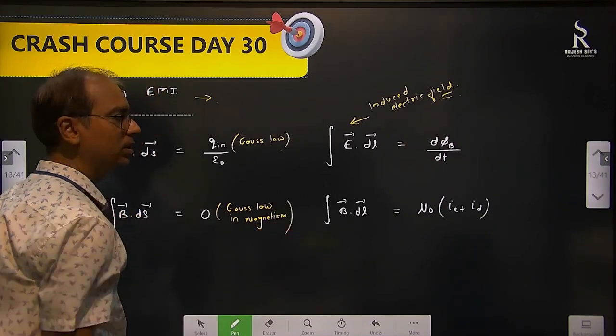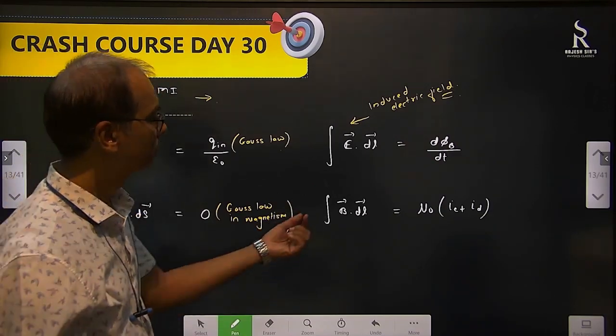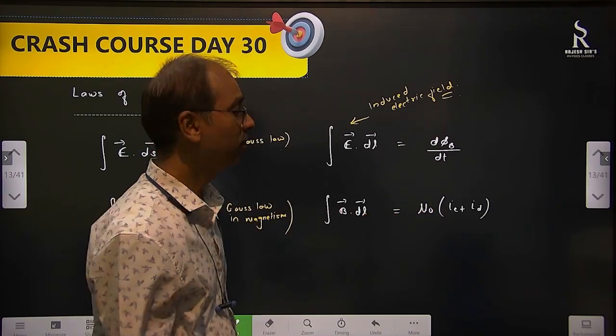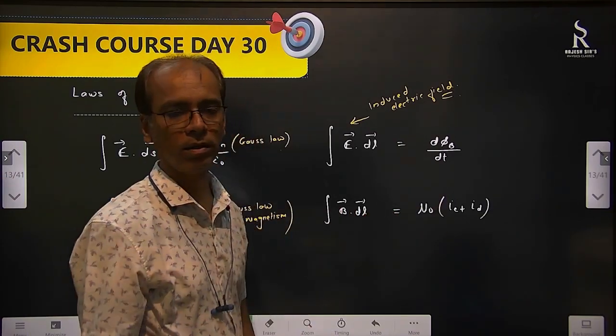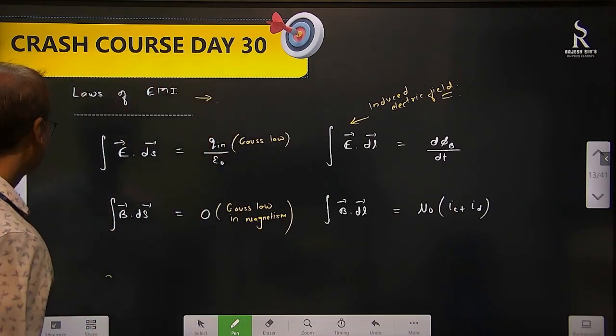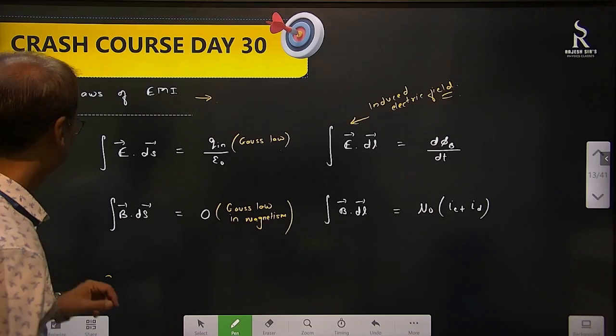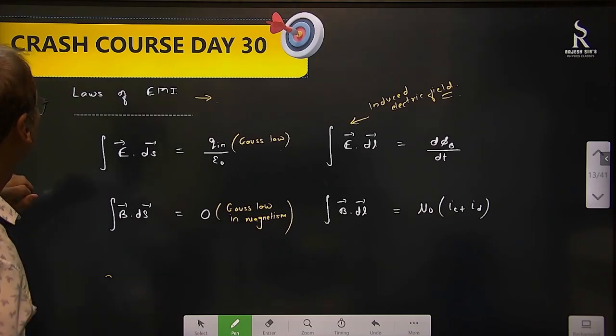And this is Ampere's law. In Ampere's law we have seen the line integral of magnetic field is equal to mu naught I. But here we have added this: IC plus ID, because between the plates of the capacitor also a magnetic field is found. Where? Let's see, I'll show.